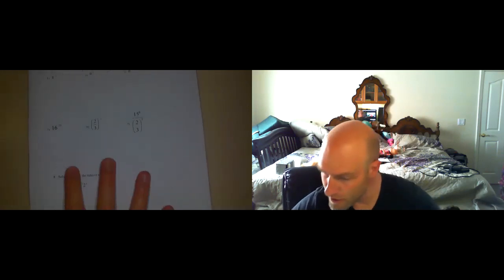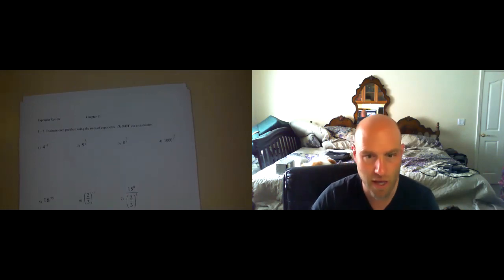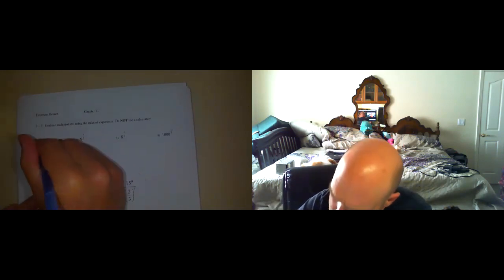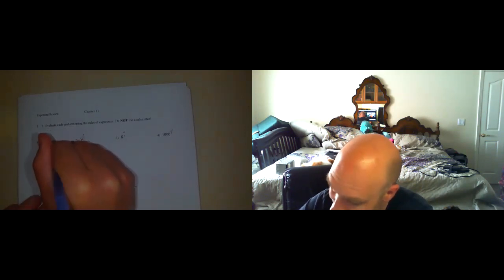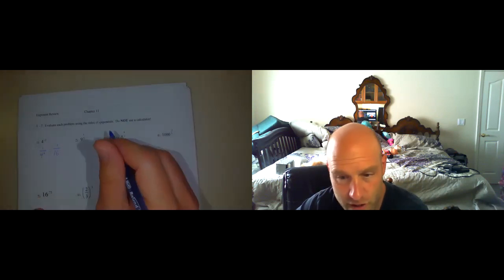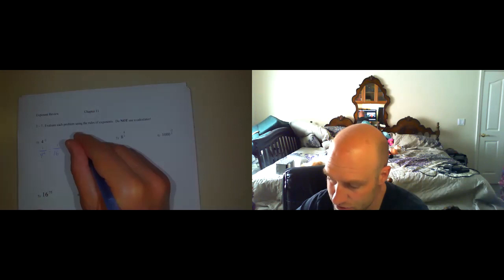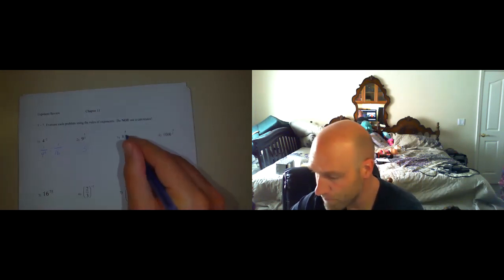Okay, let's get through some of these pretty easy examples, and we can call it a day. 4 to the negative 2 is, of course, 1 over 4 to the 2. It is 1 over 16. 9 to the 1/2 is really the square root of 9. It is 9 to the 2nd root. It is, of course, equal to 3.